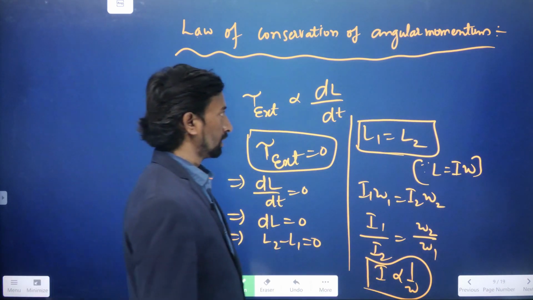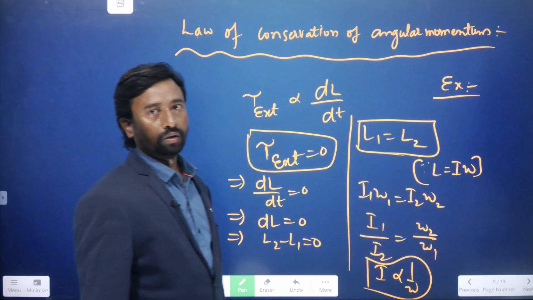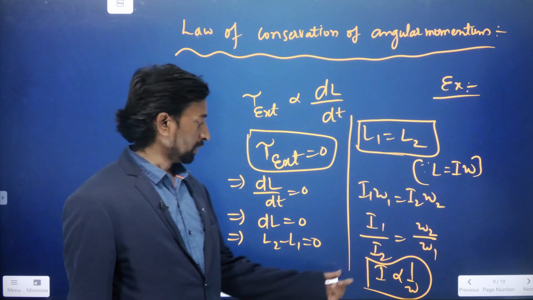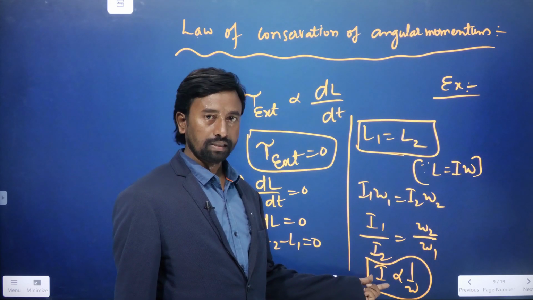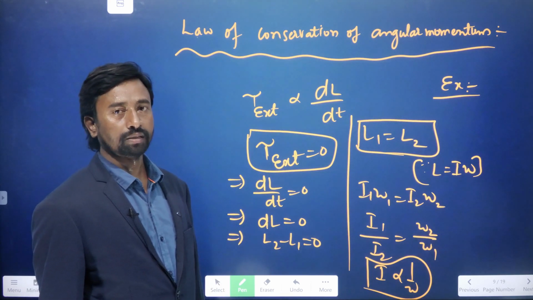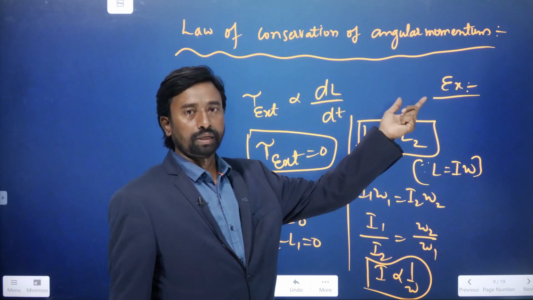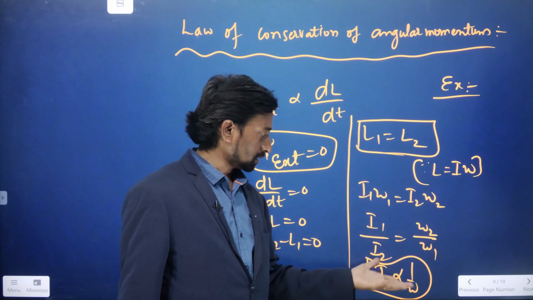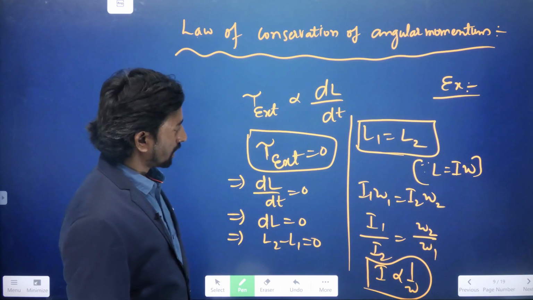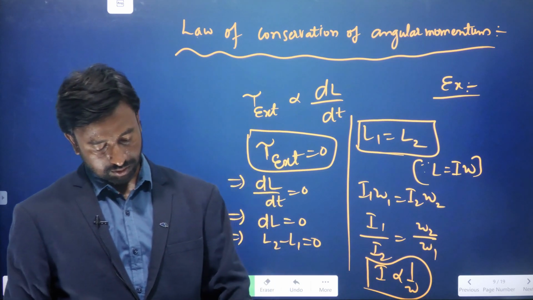When the moment of inertia of the body decreases, the angular speed will increase. We can see this in the example of a ballet dancer dancing on a rotating table. When her hands are spread, the moment of inertia increases and the angular speed decreases, so she rotates slowly. When she brings her hands near to her, the moment of inertia decreases and the speed increases. That is because of this law of conservation of angular momentum.